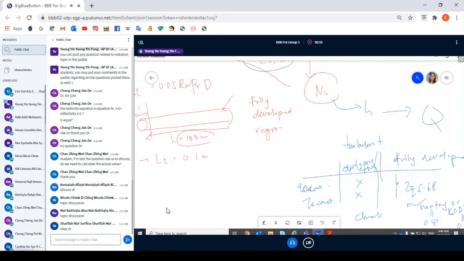If it is Qs constant, what will be the correlation that you need to use? If Ts is constant, what will be the correlation that you need to use? That one you can refer to the slide.